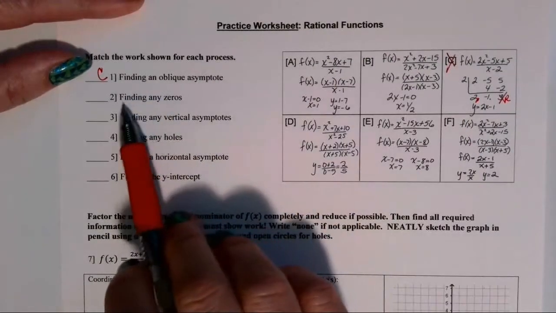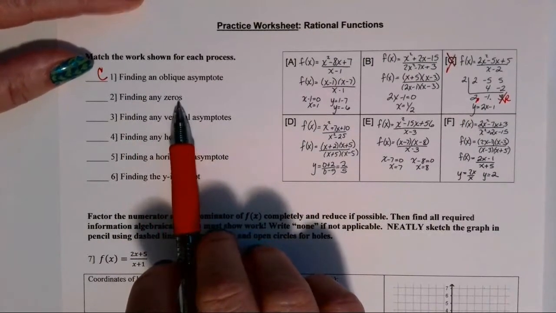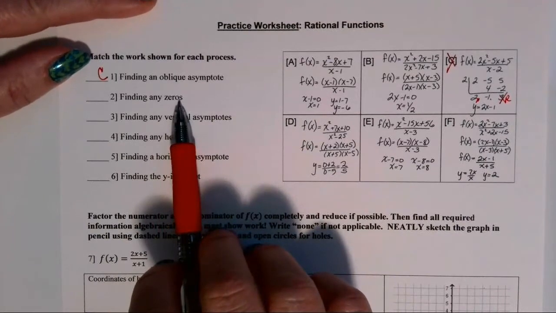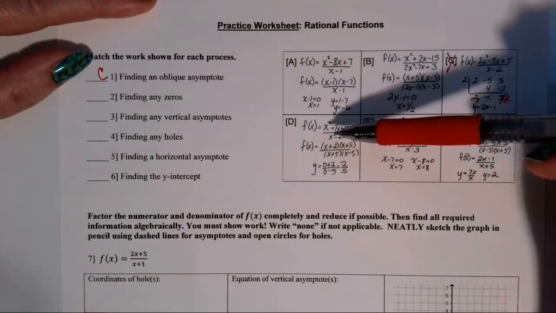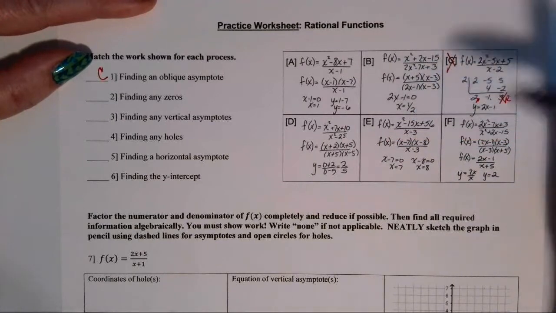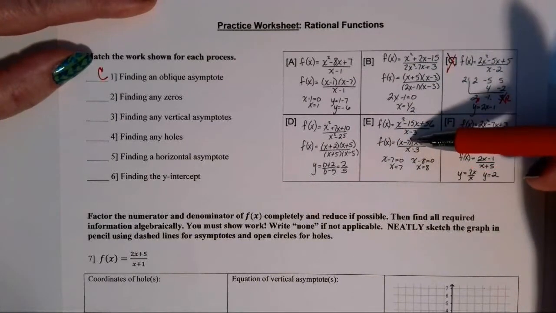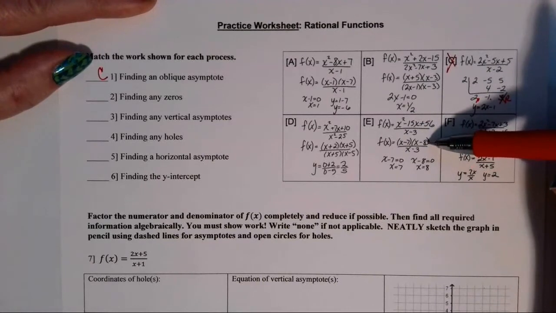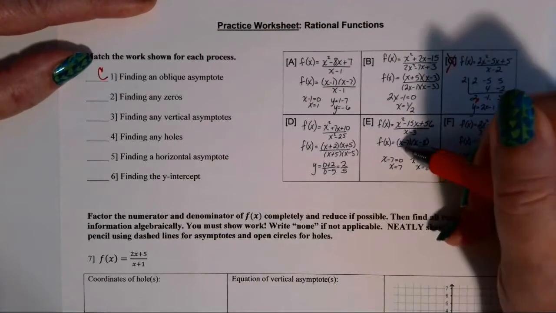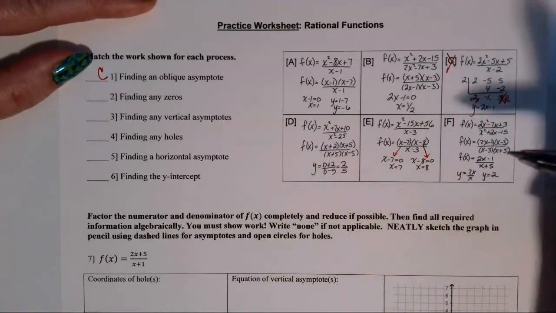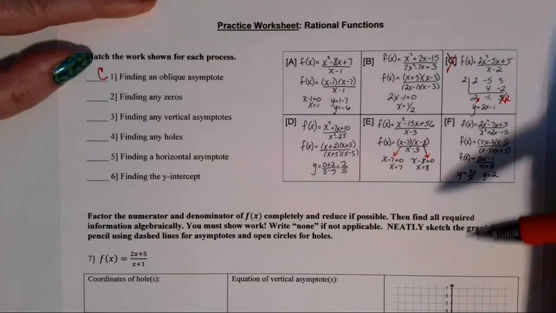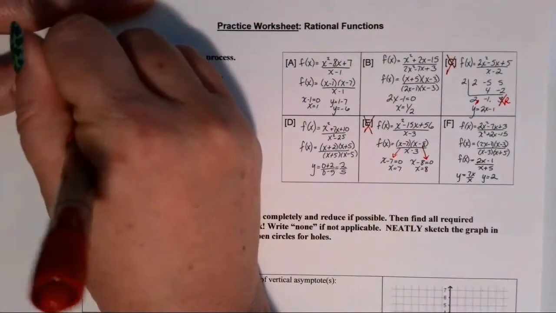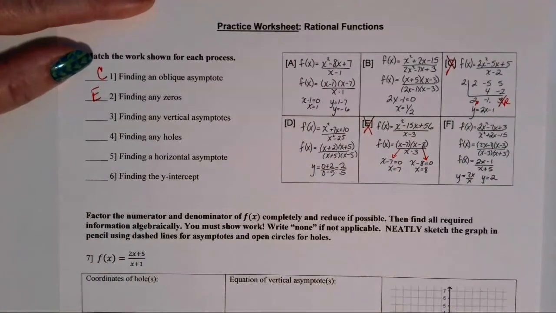Okay, then number two, we want to find any zeros. To find the zeros in a rational function, you set the numerator equal to 0. So looking at each of these options, it looks like E is where the numerator, x minus 7 times the quantity x minus 8, each of those factors from the numerator is being set equal to 0 and then solved for x. And so E would be the work shown for finding the real zeros.